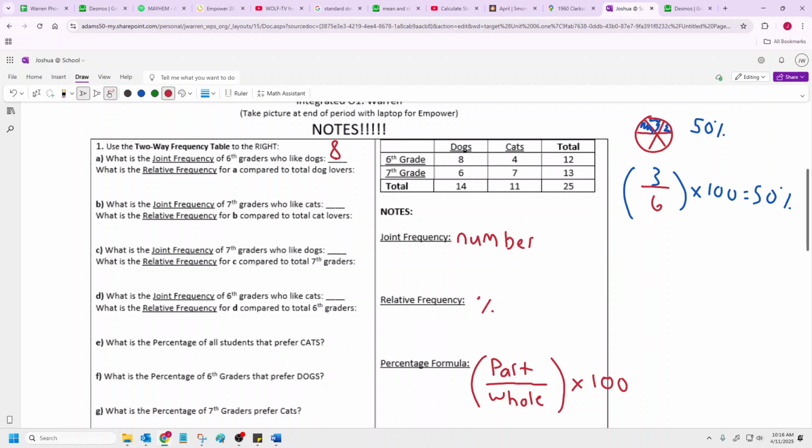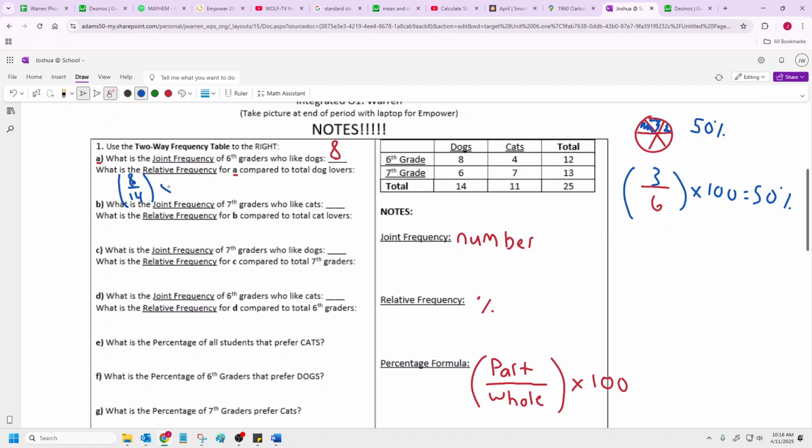Relative frequency. Remember, y'all, it is a percentage. So this A is referring to this A right here. So what is the relative frequency for A, in this case, 6th graders who like dogs, compared to total dog lovers? Let's look at this. How many dog lovers do we have? There's a category of dogs. Go down to the very bottom. What's the total number or the whole that we're dealing with? 14. And then our data in A, 6th graders who like dogs, we have 8. So they want the relative frequency for A compared to total dog lovers.